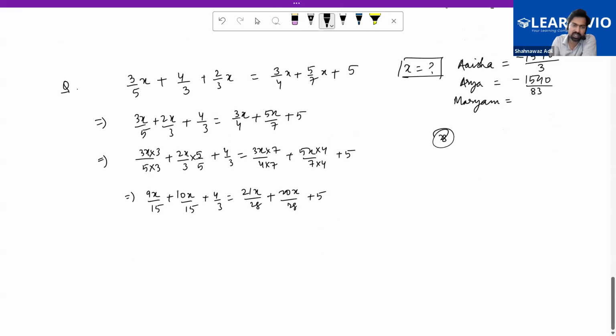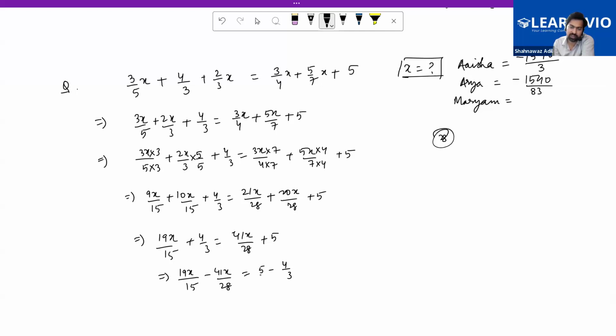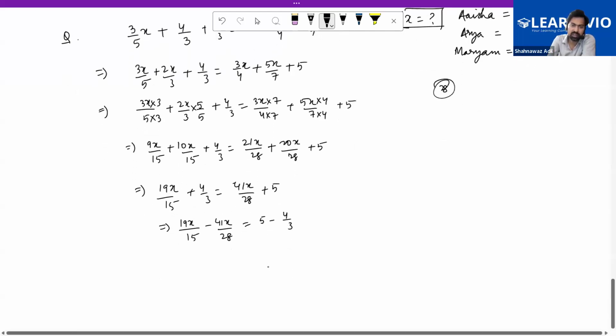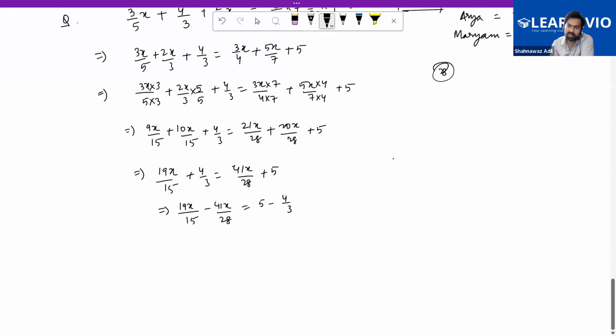So now we can simply add these two things. This is 19x by 15, and then 4 by 3, and then 41x by 28, and then plus 5. So now we can take these things to different sides. Minus 41x by 28, and then 5 minus 4 by 3. So what is the LCM of 15 and 28? That is 420, right? So this is 420, and then what we need to multiply.